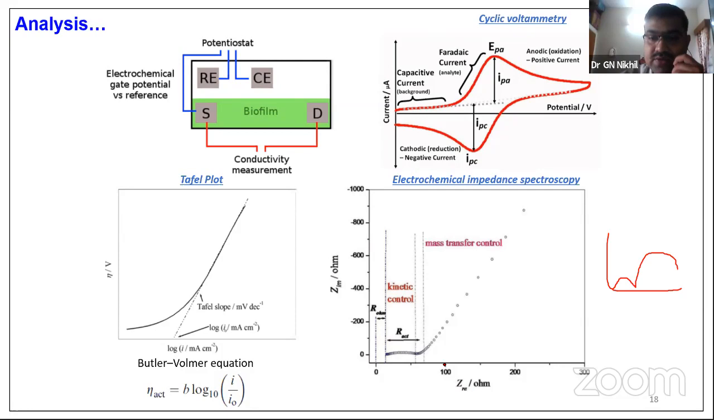You have the x-axis as real resistance followed by imaginary resistance. Following this curve, you have another option, the Bode plot, where you also get a different kind of pattern, which gives information about frequency and the resistance. So basically, we use this analysis in electrochemistry.